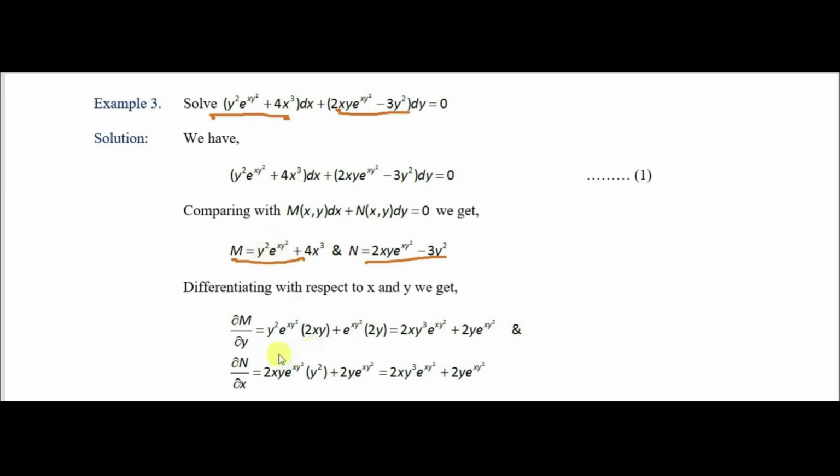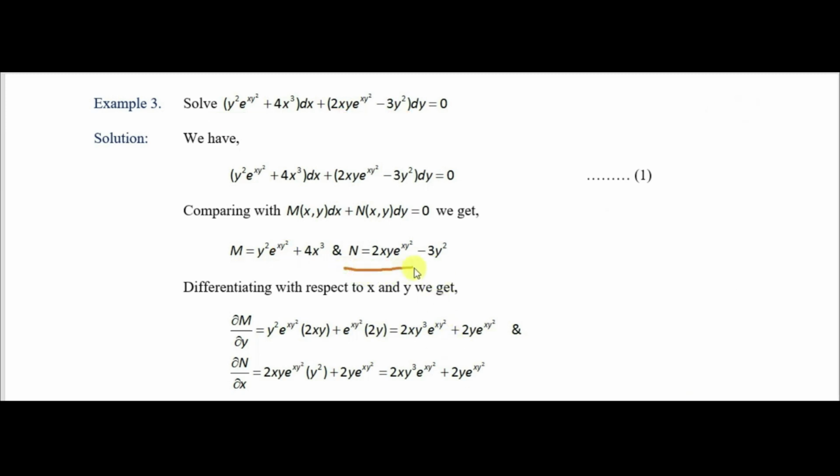What is the product rule? First term as it is, y square, times the derivative of e to the power xy square, which is e to the power xy square into the derivative of the power with respect to y. So x is a constant and the derivative of y square is 2y, so we get 2xy, plus again the second term as it is, so e to the power xy square as it is, and the derivative of y square is 2y. In the second term there is no y present, so it is a constant term and the derivative is 0. So by rearranging this term we get 2xy cube e to the power xy square plus 2y e to the power xy square.